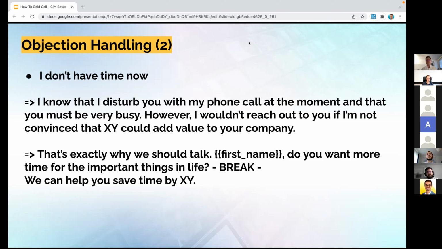Yeah, Thomas, do you want to have more time for important things in life? Then you take a break. And then tell him how he can save some time. So for example, Kickscale and our playbooks should, for example, with the onboarding, help you onboard new PDRs faster. So you have more time for actually the things that matter to you. So there are just two examples. Maybe you have other insights you can share here?